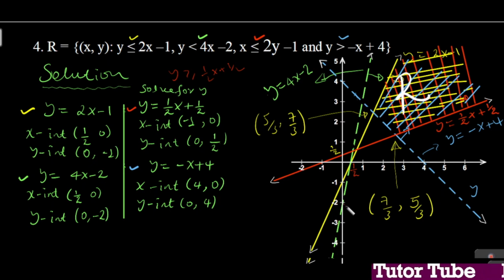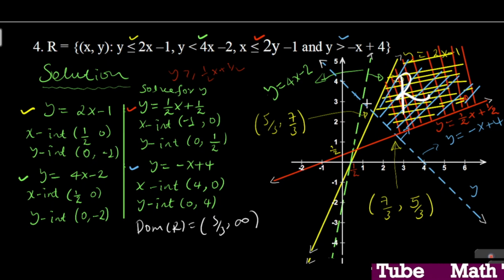To find this point, we must find the intersection. When we find the intersection point, we must solve simultaneously. Just try it by yourself and find it. The intersection point is (5/3, 7/3). So it starts using the x-axis from 5/3 and goes to the right. So the domain is from 5/3 to infinity. Why do we make an open interval? Because 5/3 doesn't satisfy our relation.